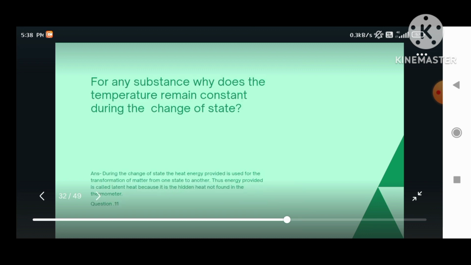For any substance, why does the temperature remain constant during the change of state? During the change of state, the heat energy provided is used for transformation of matter from one state to another. Thus, the energy provided is called latent heat because it is hidden heat, not found in the thermometer.